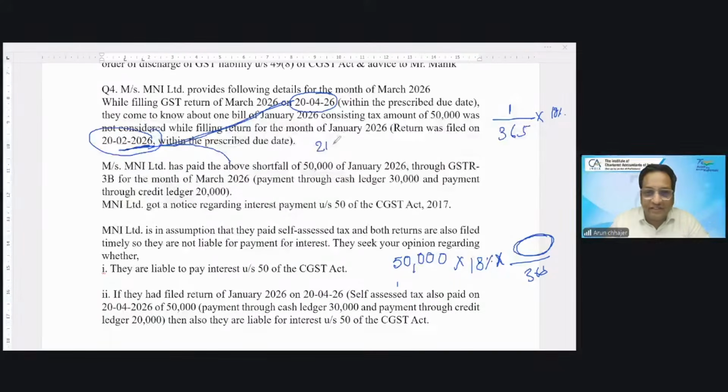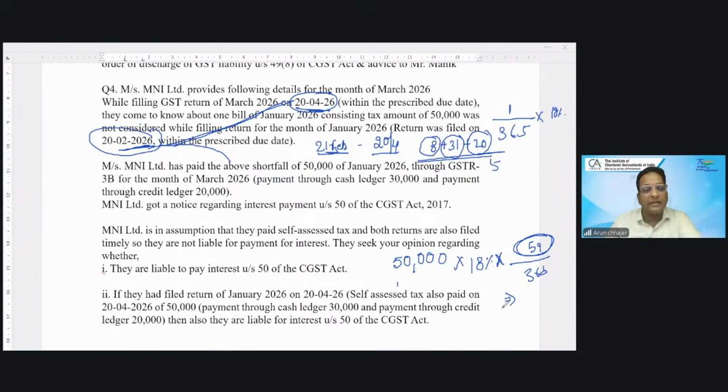So 21st Feb to 20th of April. So 8 days for Feb, 21st would be added, 21 to 28 is 8 days. March entire 31 days, and then 20 days. 20th is the due date. Since it was filed on 20th April, how much? 59. So I will add the 59.